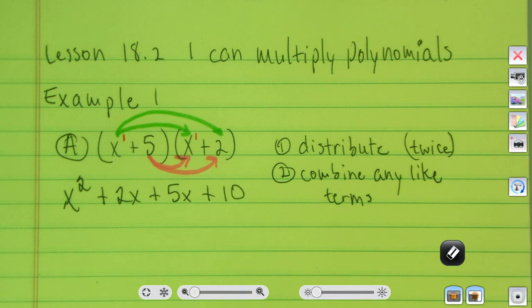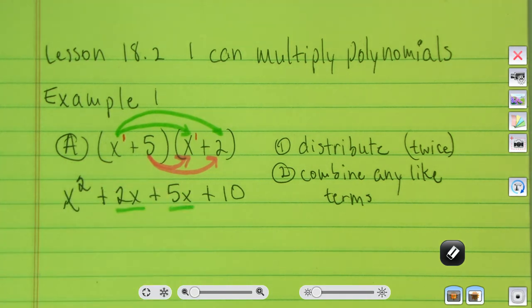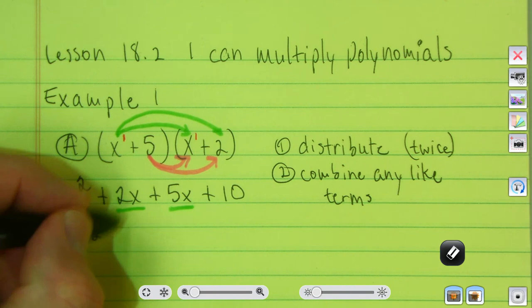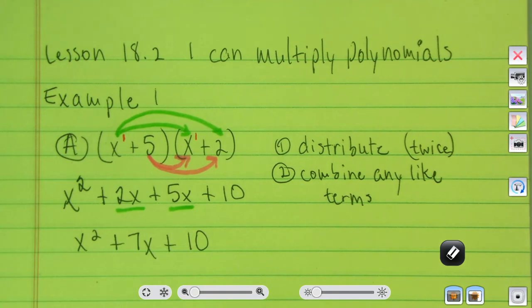Now, remember, I want to look to see, are there any like terms? Do you see like terms there? Yeah, there are, aren't there? Right here's a like term, and here's a like term. And that'll typically be true. Now, not always, of course, but most often, especially if I'm multiplying two binomials, I'll have a set of like terms, usually the two middle ones. And even if I'm multiplying larger polynomials, there will be like terms to combine. So it's going to be x squared plus 2x plus 5x becomes plus 7x plus 10. And that's my final answer once multiplied.